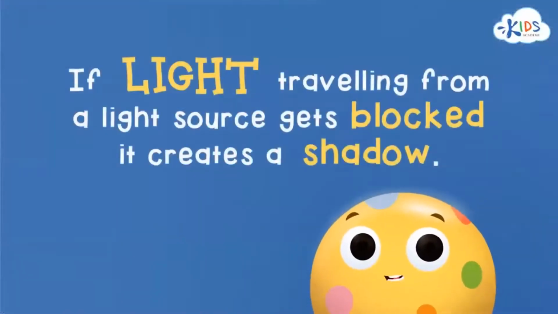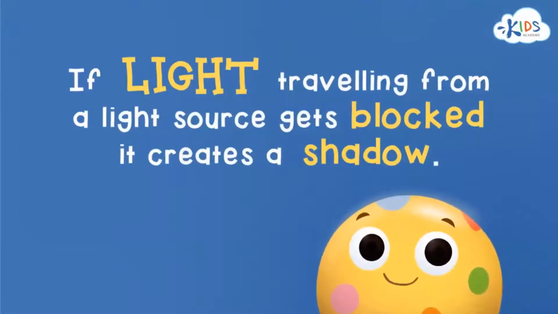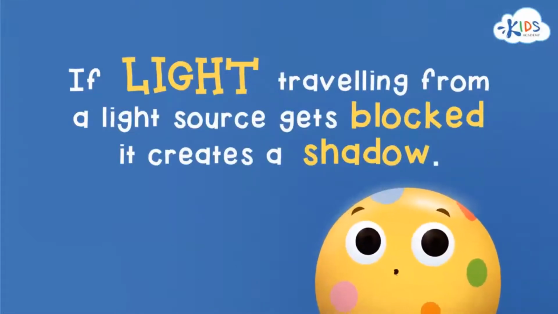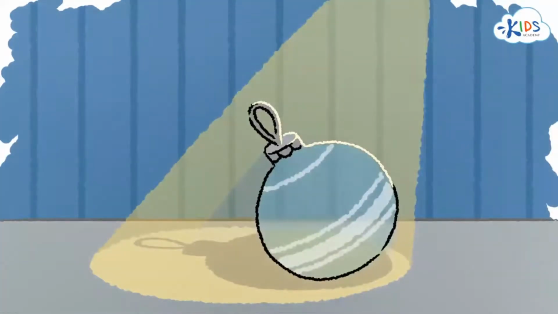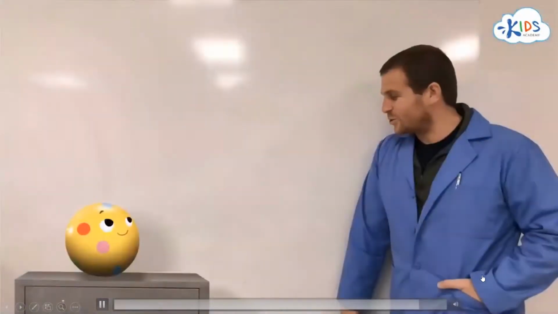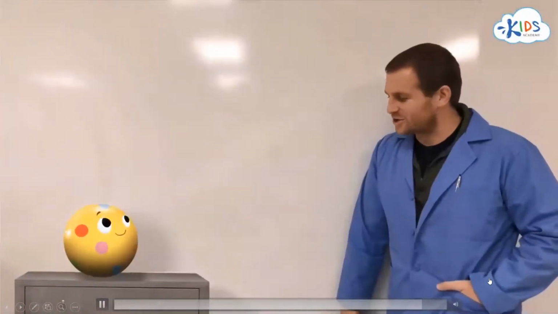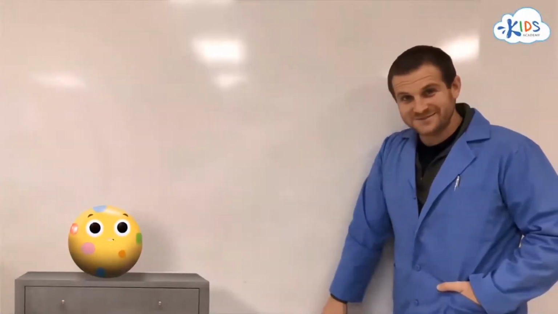Today, we learned that if light traveling from a light source gets blocked, it creates a shadow. Different objects can create different types of shadows. Transparent means all light passes through. These objects are almost invisible. Translucent means some light can pass through. And opaque means no light can pass through. Opaque objects make really good shadows. That's a lot of cool stuff about shadows. Let's get back to our shadow puppets. See you, pals. See you next time.